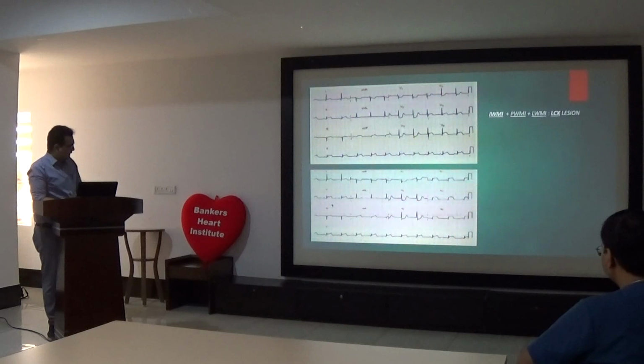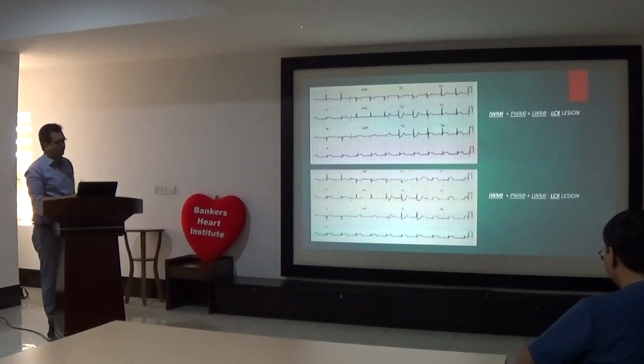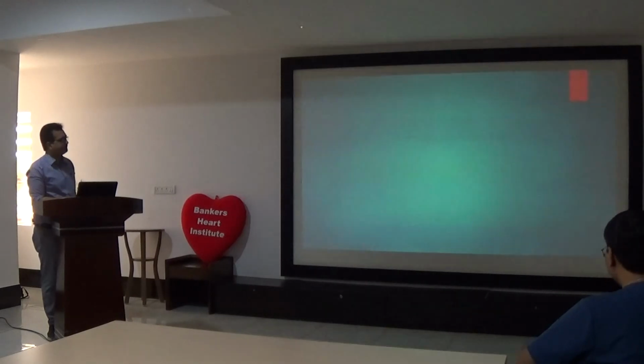Now, similarly, in this case, again, the patient has significant ST elevation more in lead 2 than in lead 3, along with ST segment depression in leads V2, V3, and ST segment elevation in the lateral leads, that is V5, V6, as well as some ST elevation in lead V1. So this is again a similar ECG of a patient with an LCX lesion.